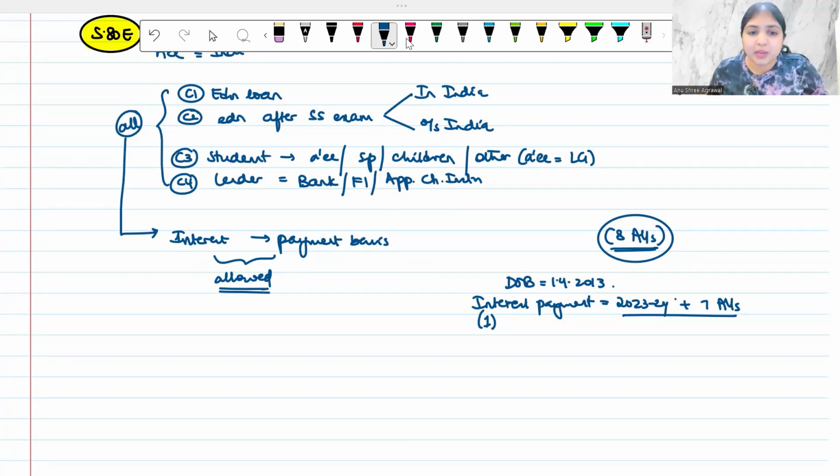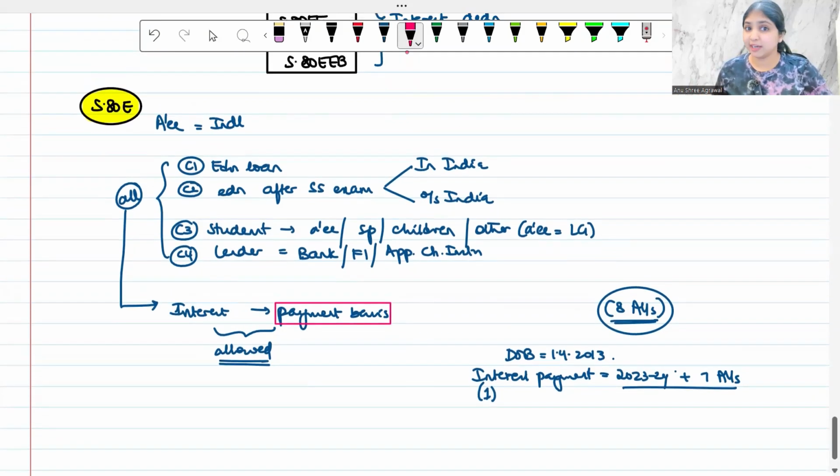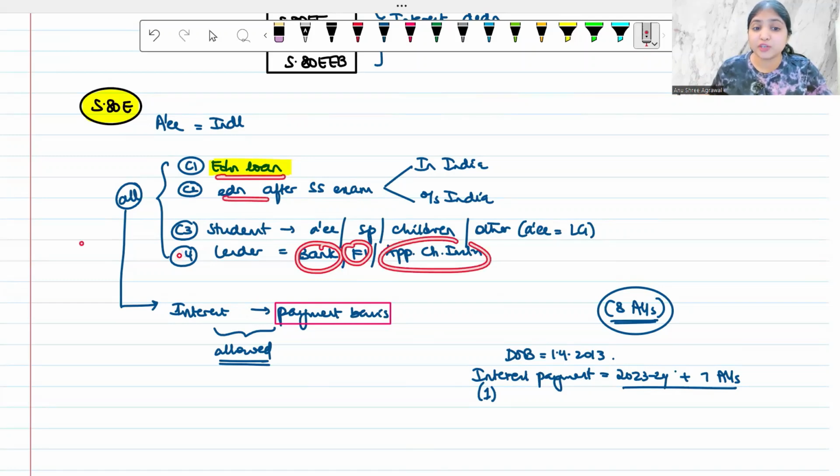Please keep in mind, I will get a deduction under section 80E only and only on payment basis. This is a special point about 80E. So with 80E, we're talking about interest on education loan. Crystal clear, guys? Simple section. The assessee is an individual. The assessee has borrowed an education loan from a bank or from a financial institution or from any approved charitable institution. The assessee has taken an education loan for education after the senior secondary exam, in India or outside India. Either the assessee himself is getting educated, or his spouse or his children or any other person for whom the assessee is legal guardian.